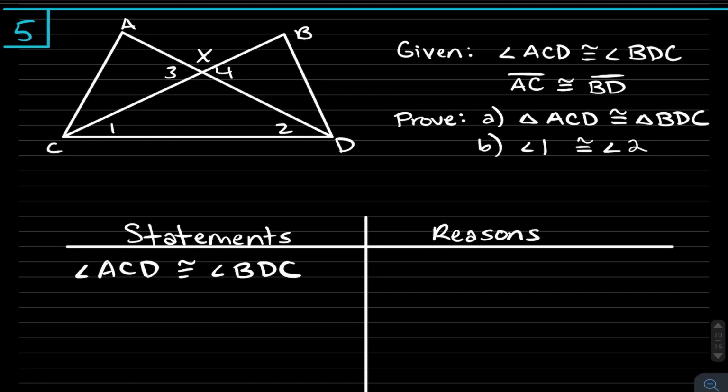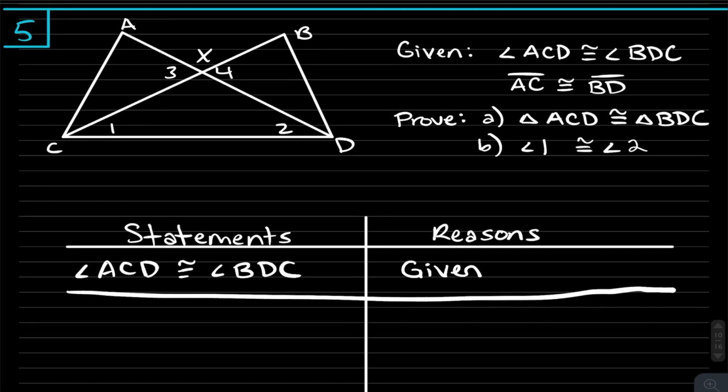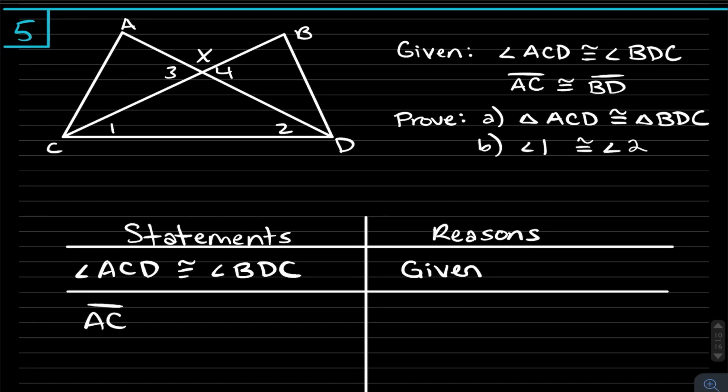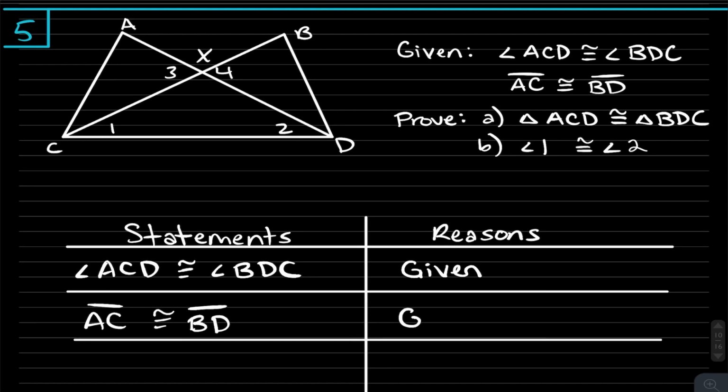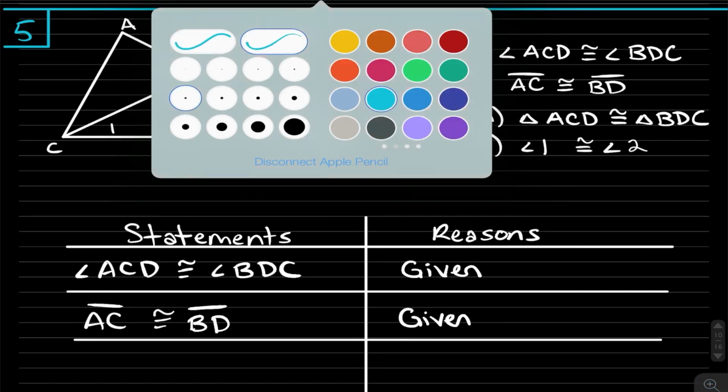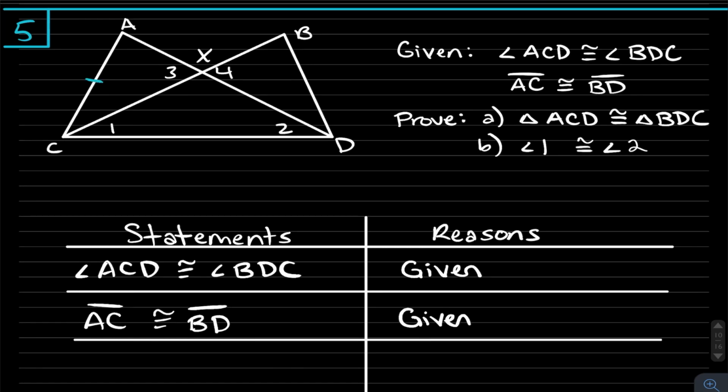We have angle ACD is congruent to angle BDC. That's given. We also have that segment AC is congruent to segment BD. That's given. So let's go mark those on our triangle here. We have AC, we have BD, and we have ACD, which is this entire angle, congruent to BDC, this entire angle.